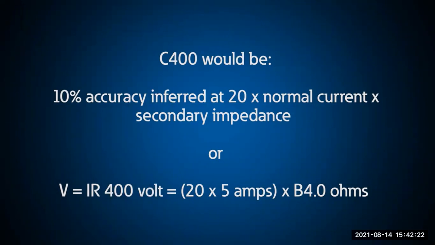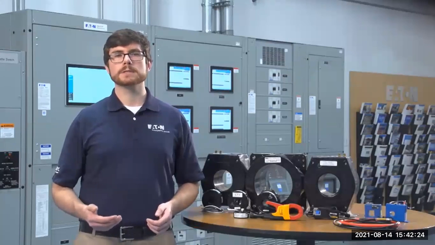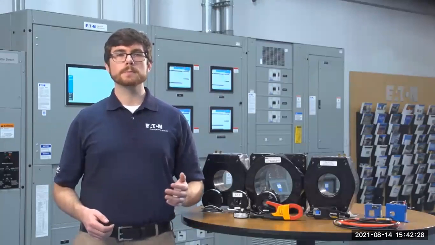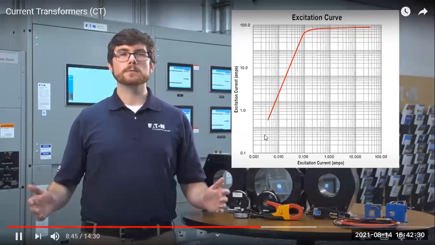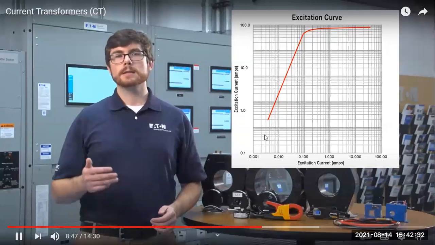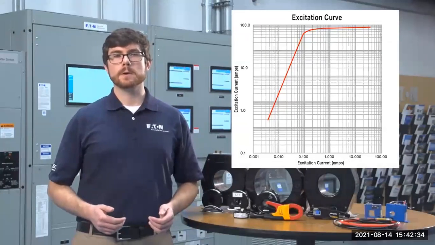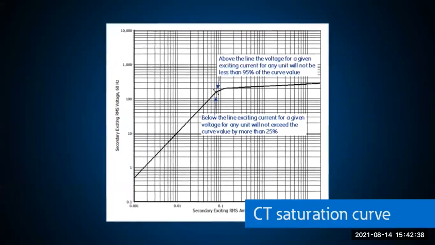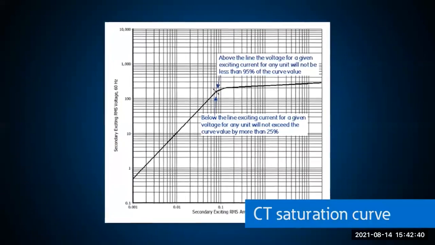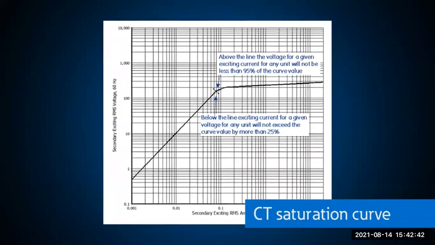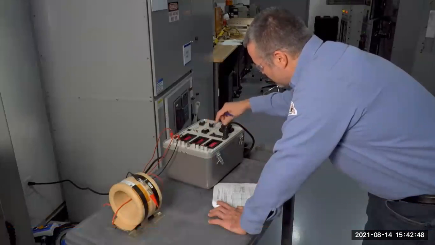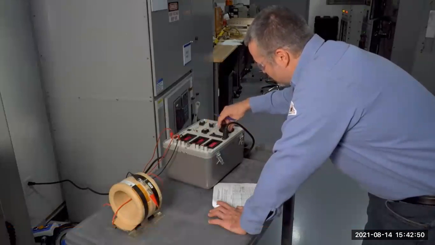Manufacturers will often offer a graph of the excitation performance of a particular CT. The graph allows you to determine the performance of the CT over the entire range of secondary current and ensure that the CT will function as required. This is an example of a typical CT saturation curve that shows the linear relationship and saturation point of a CT. Using a special tester like this one, current transformers can be tested to verify CT ratio and saturation curves.